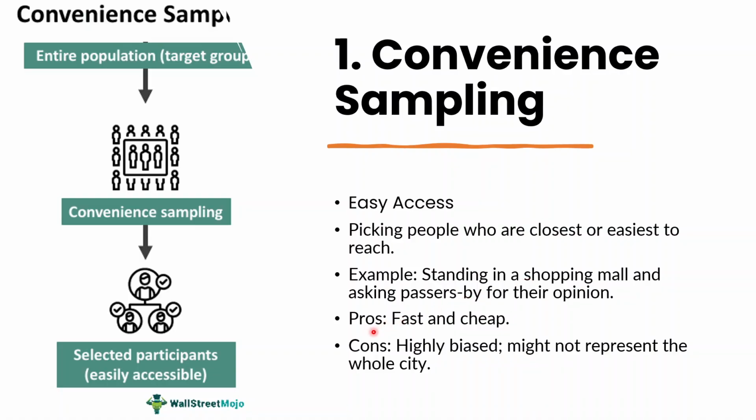The advantages: it is fast and cheap. But the disadvantage is that it is highly biased. It might not represent the whole city or the entire population. The sample might not be a proper representation of the entire population.